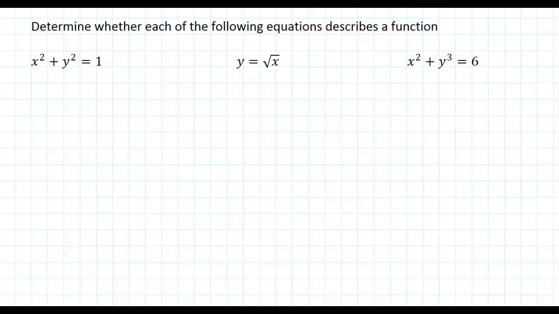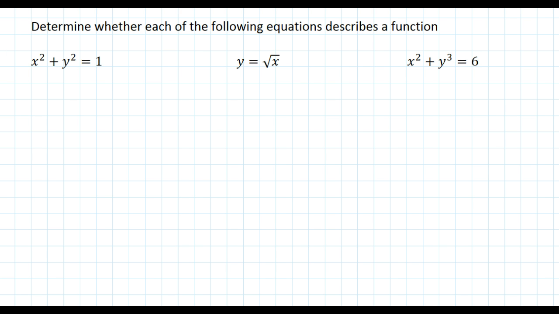All right, so now that we've handled looking at graphs and determining whether or not they're graphs of functions, let's look at equations and determine whether or not they're graphs of functions. Now the first equation I have, this x squared plus y squared equals 1, that's the equation of the circle, and we've already determined that it's not a function. But now let's use some algebra to figure out why.